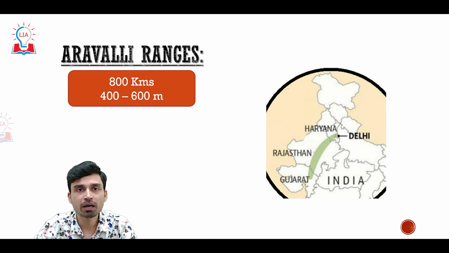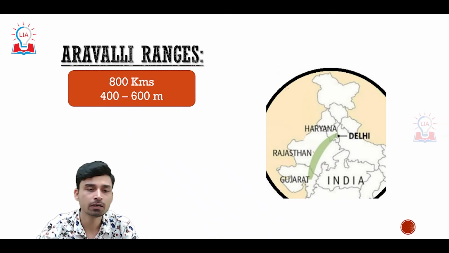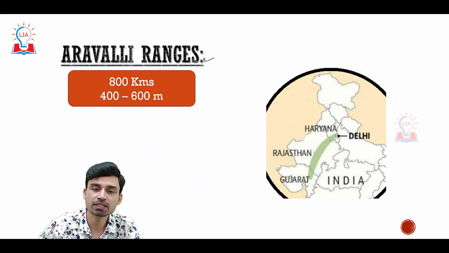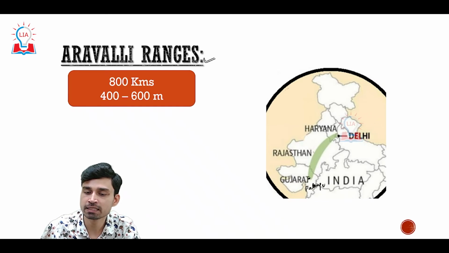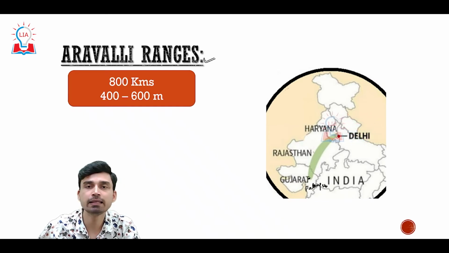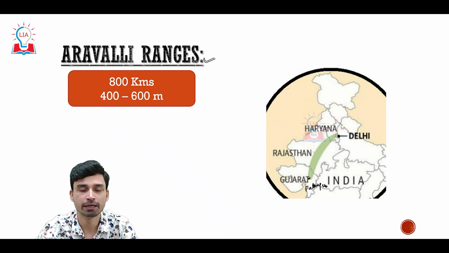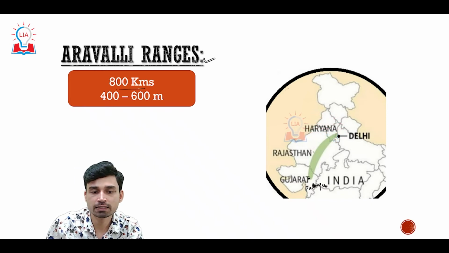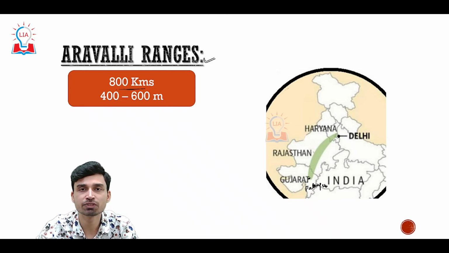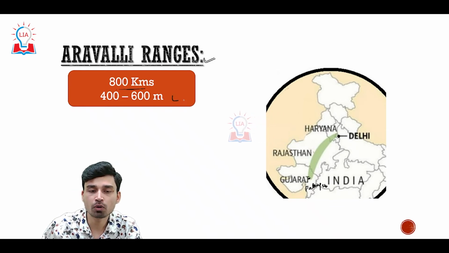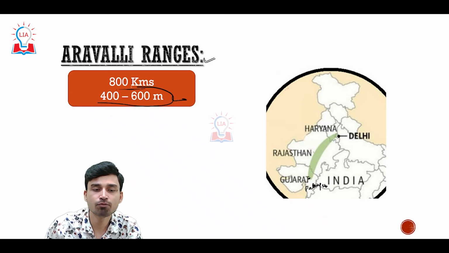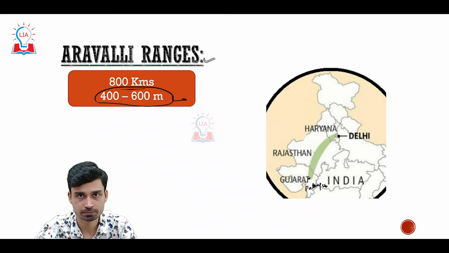Now, outside the Himalayas, we also have some very important mountain ranges in different parts of India. One of the most important is the Aravali Range. The Aravali Range extends from the Palanpur district in the state of Gujarat to the Delhi region, which is the capital city of India. The length of this range is almost 800 kilometers from southwest to northeast, and overall the elevation is only 400 to 600 meters.